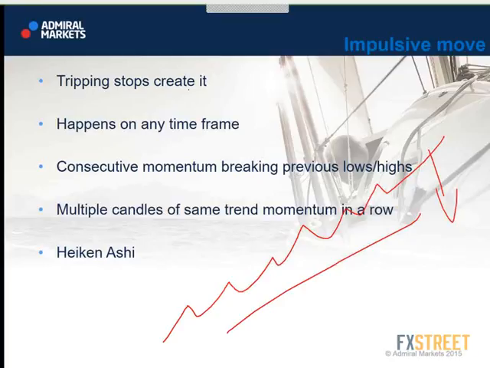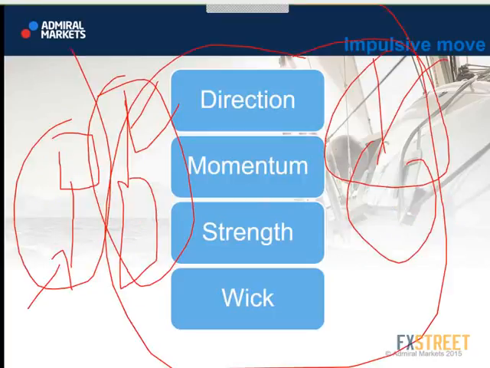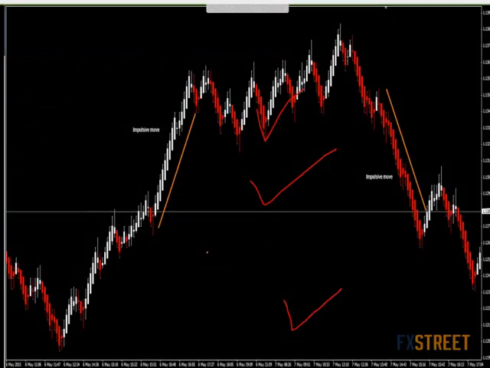So, tripping stops happens on any time frame. The bigger the time frame is, the bigger the move is, definitely. Consecutive momentum breaking previous lows or highs, multiple candles of same trend, momentum in a row, and Heiken-Ashi is a good example where you can spot an actual momentum, direction, and even a wick. You can do that also with Heiken-Ashi candlesticks. This is the example of Heiken-Ashi chart. Bullish candles. It doesn't matter. It can be also in Japanese candlestick. I will show you later on live chart.